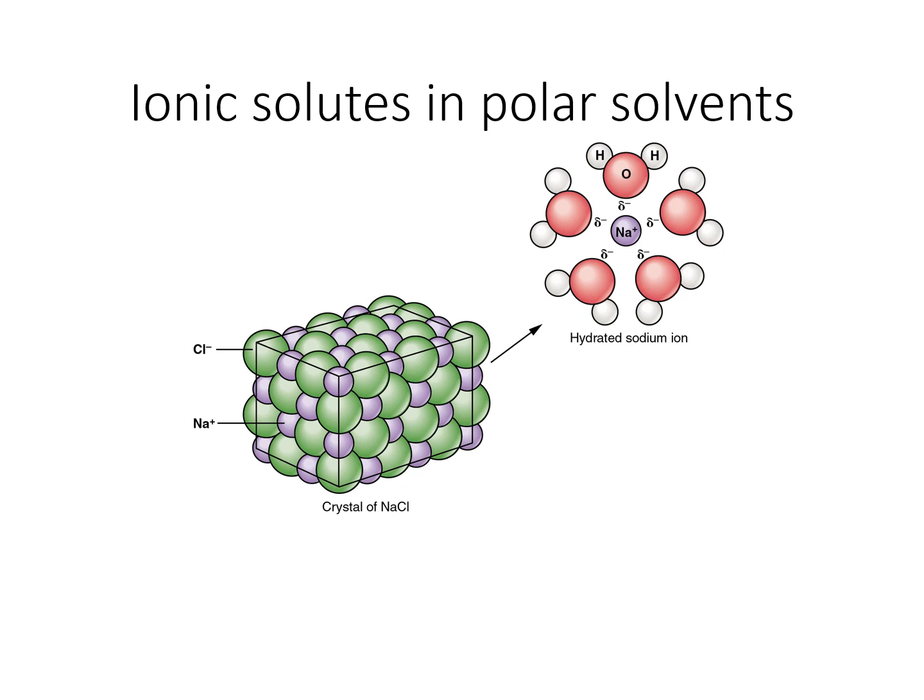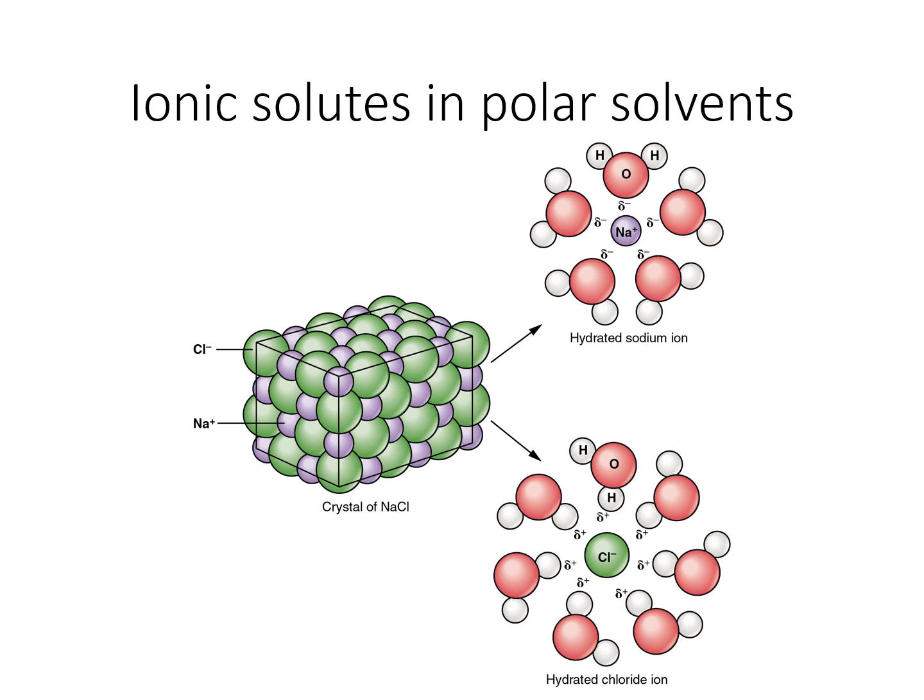So each individual ion is then stripped away from the lattice structure as the electrostatic attractions between the water and the ions start to form. The positive ions are going to be surrounded by the oxygen atoms. And the chloride ions are negative, so they're going to be surrounded by the partially positive areas of the water molecules, in this case the hydrogen atoms.